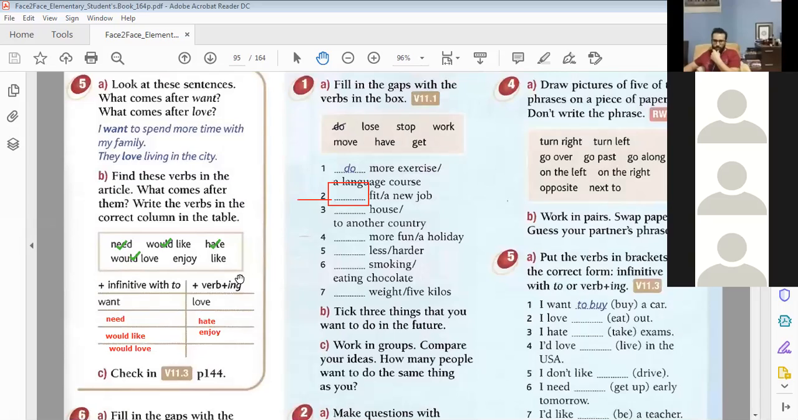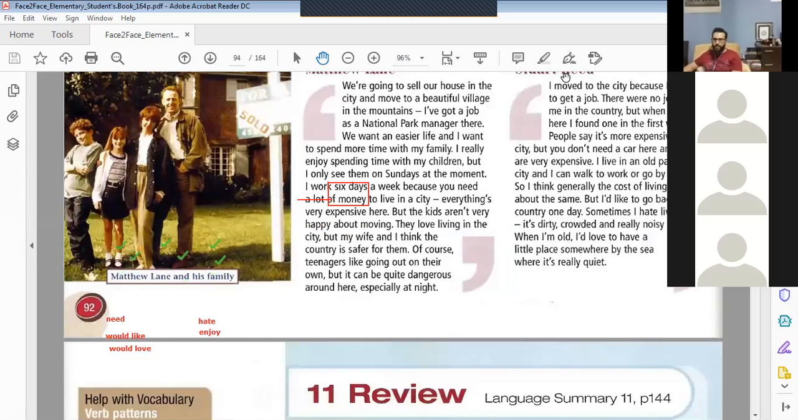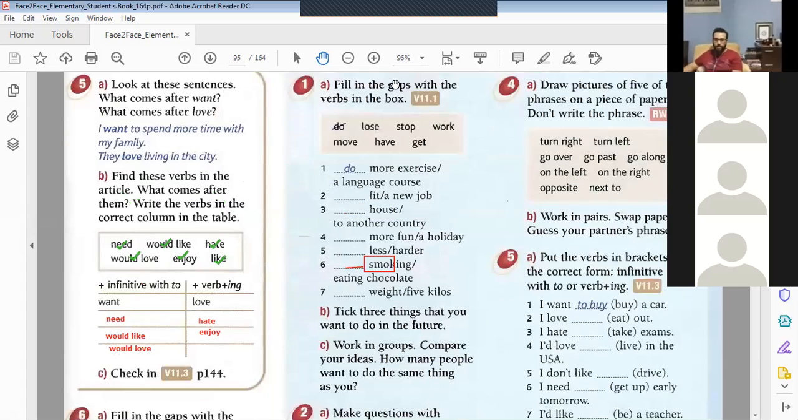Okay, and the last one, like. Let's find like. Abdullah, where is it? Teenagers like going out. Yes. So what did we use after like? Verb plus ing. Very good. Correct. So we use verb plus ing.